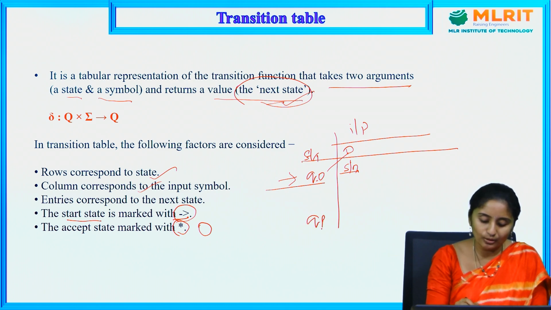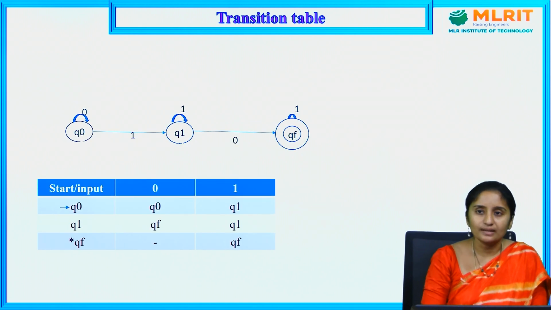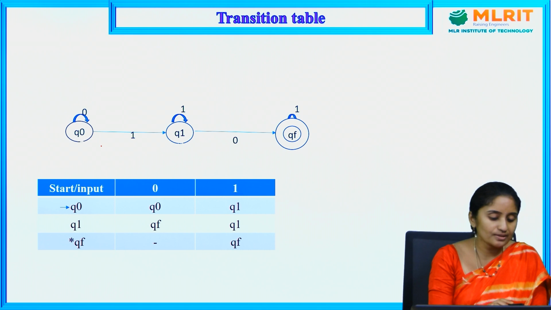For example, QF is my final state. I can represent the final state either with a star or I can point it with a circle. Both can be done. So this is the transition table. By using the transition table, we can construct a transition diagram, and by using the transition diagram, we can construct a transition table. Anything can be done. See here, there is one transition diagram. By using this transition diagram, we are going to construct a transition table.